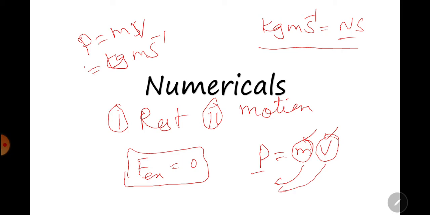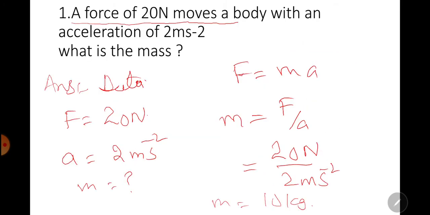Verification is already done. Now Newton's second law. If a force acts on a body, acceleration is produced. The acceleration produced is directly proportional to the magnitude of force and inversely proportional to the mass of an object. Greater is the mass of an object, less will be the acceleration. Greater is the force, greater will be the acceleration.